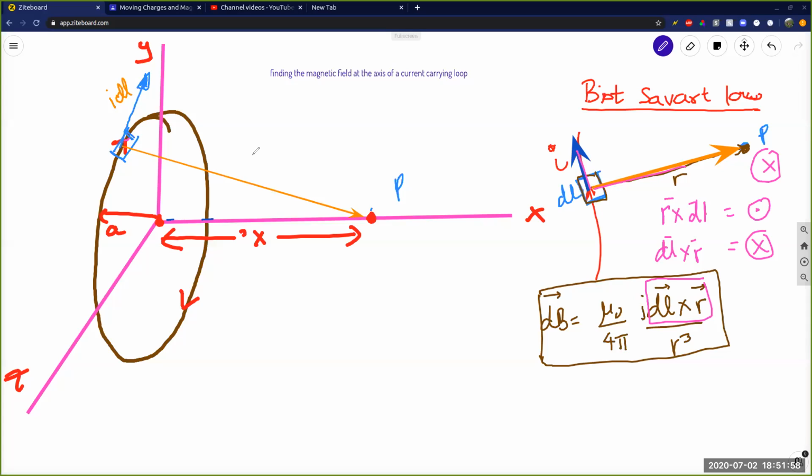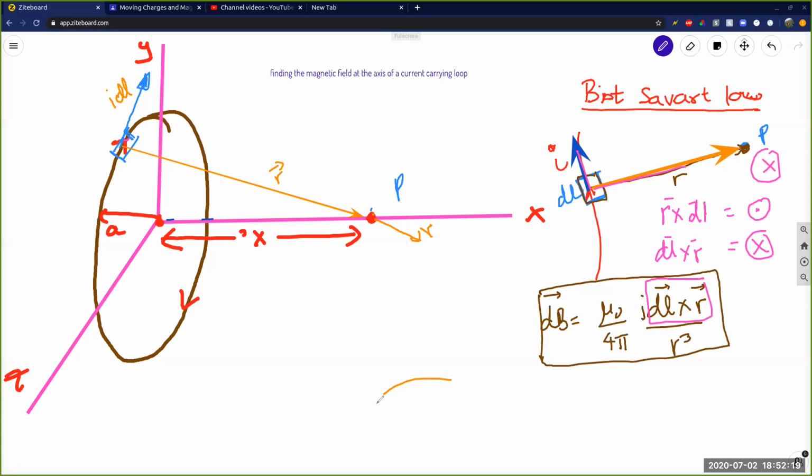Idl is like this and the R vector is like this. Tell me, in which direction will Idl cross R go? If you have a problem, you can shift both of these vectors here. So this is the R vector and this is Idl, so Idl cross R.